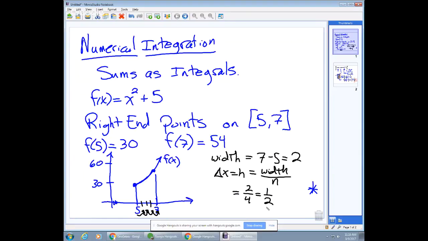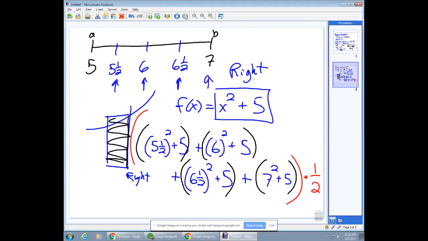Width of each interval is a half here. So then I just have to calculate the heights. Zooming in on my number line, if n equals 4, I'm going to go to 5.5, 6, 6.5, and 7. And so I need to calculate each of those y values and then multiply all of them by a half to get each rectangle's area.